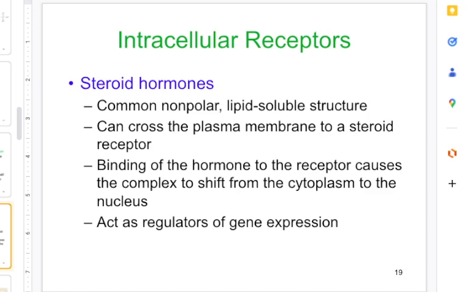So basically, we have this receptor ligand complex, like I was talking about, where the ligand is the hormone that binds to an intracellular receptor and makes the cytoplasm, the jelly-like substance within the cell, shift towards the nucleus. This acts as a regulator of gene expression, so it can help turn on genes or turn off genes, which we'll get more into when we talk more about genetics and gene expression.